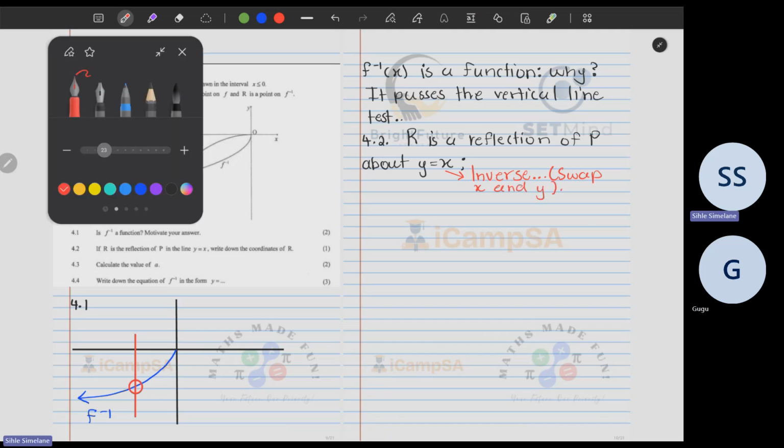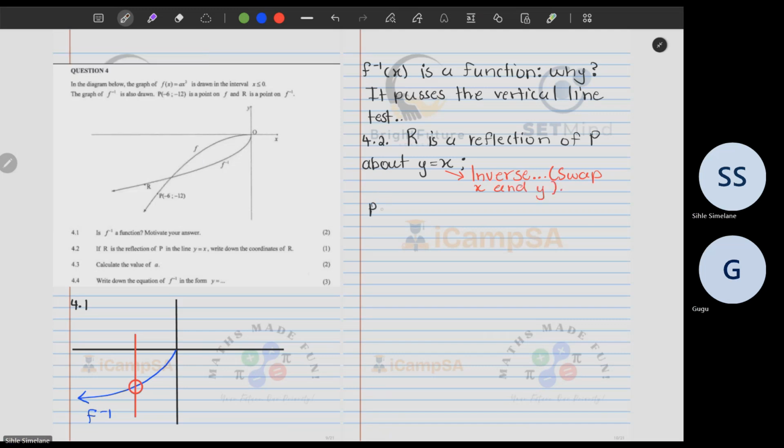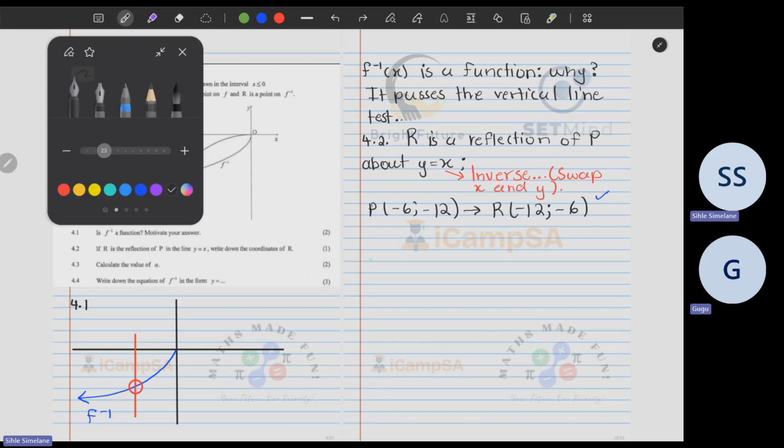We swap x and y. So if P is (-6, -12), and R is the inverse, then R will be (-12, -6). Do you understand? Yes, sir. Okay, then let's go to 4.3.